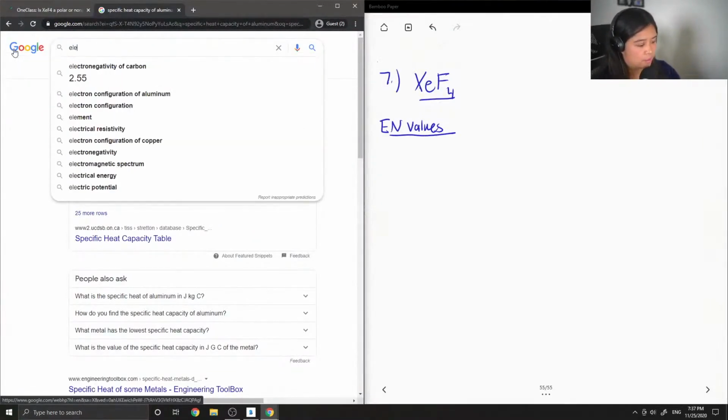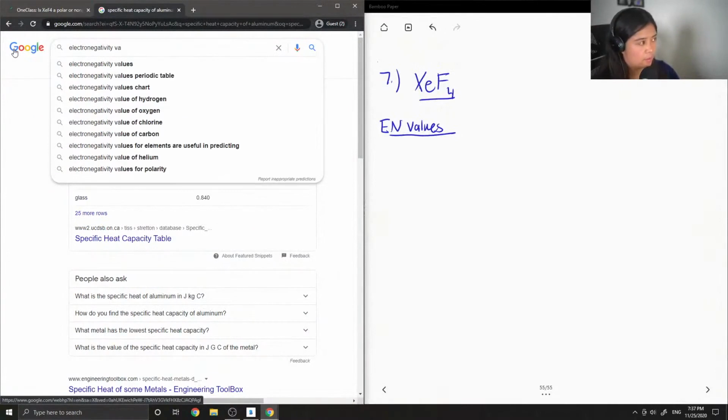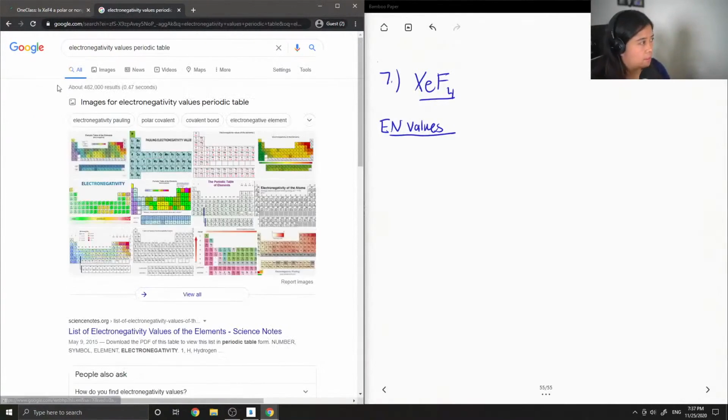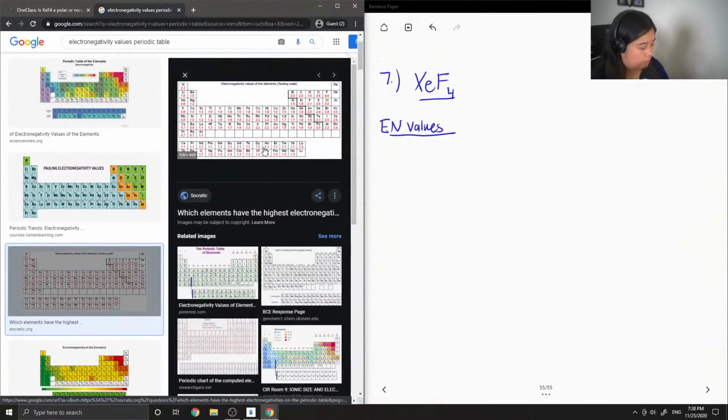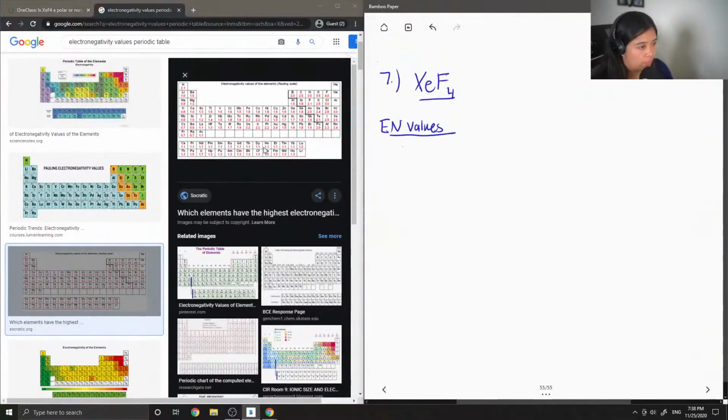So let me just search electronegativity values and then the periodic table. Okay, so the electronegativity of first xenon is found right at the end here, and it is 2.6, and the electronegativity value for fluorine is up here, so it is 4.0.